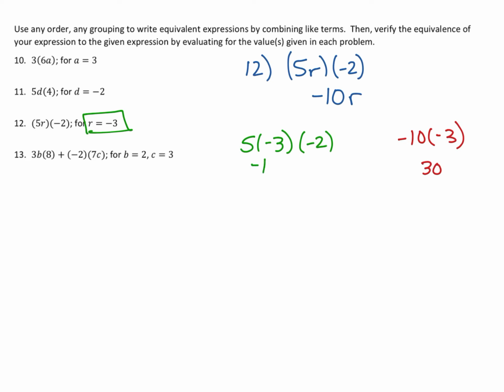5 times -3 is -15, because 5 times 3 is 15, but they have different signs. -15 times -2 is 30, and they have the same signs, so the answer is positive. And these are equal to each other, so 5r times -2 is equal to -10r.